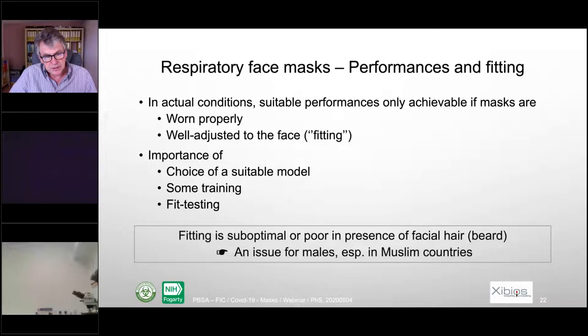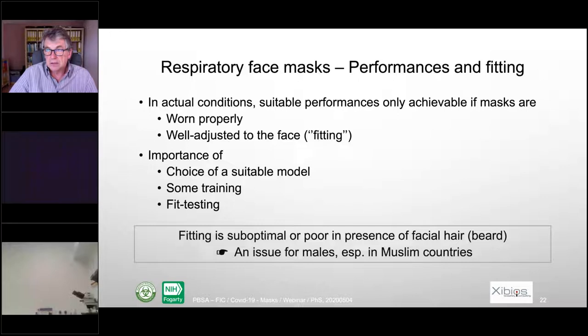And then the last one is fit testing. Fit testing is at least recommended when wearing such a mask, and in many American institutions, it's mandatory. This is something I want to point out because fitting is not optimal, and sometimes very poor, in the presence of a beard, for instance. And I know that in Pakistan, as in many Muslim countries, many men wear a beard. That means that their protection might be compromised because of that.